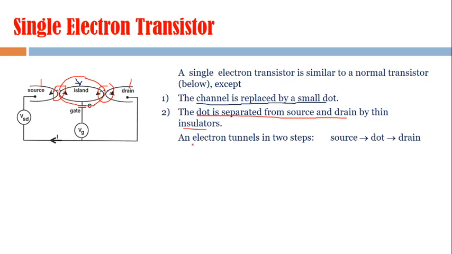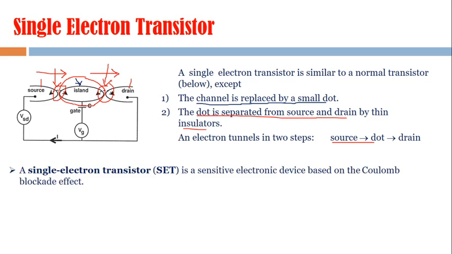Now when an electron travels from the source, it has to tunnel in two steps. First, the electron will tunnel from source to dot, and then from this dot to drain. So the tunneling takes place at two junctions. One junction is source to island, and the second junction is island to drain. These are special features of a single electron transistor which make it different from a conventional MOSFET.